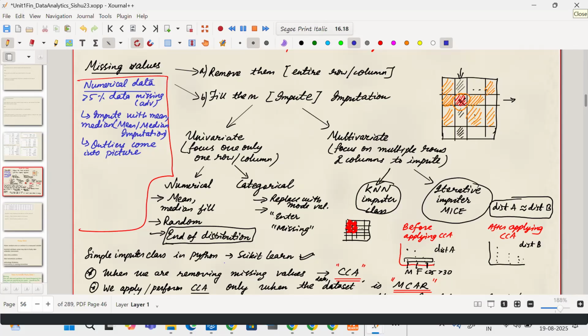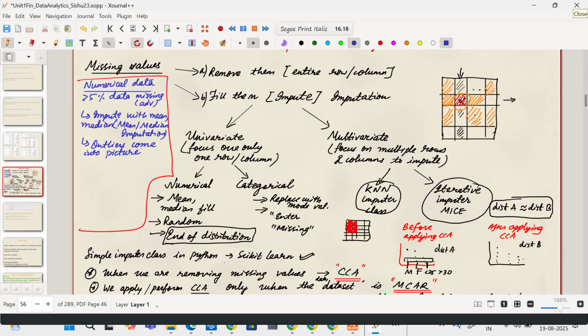So what is the disadvantage of mean median imputation? Most likely outliers come into the picture. That's one of the dangers. Now, how to deal with outliers? That we will discuss in this class also: what is an outlier and how to deal with outliers?